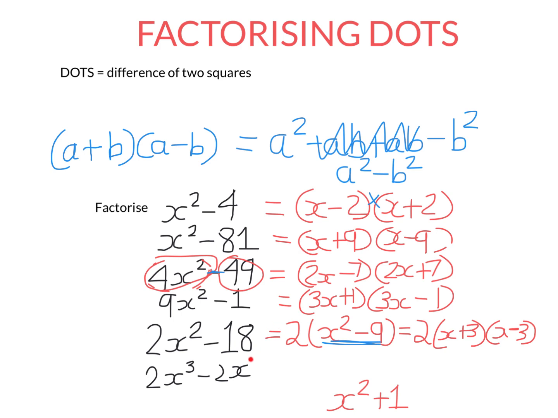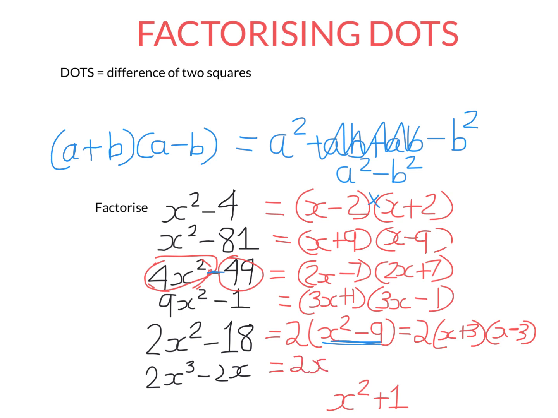All right, what about 2x cubed minus 2x? So this one again is tricky. It's not the difference of two squares. 2 is not a perfect square. X cubed is not a perfect square. So how am I going to do this? Well, I know that each term has a common factor, so I should always take out a common factor if there is one. So these two terms have a common factor of 2x. They both have a 2, they both have an x.